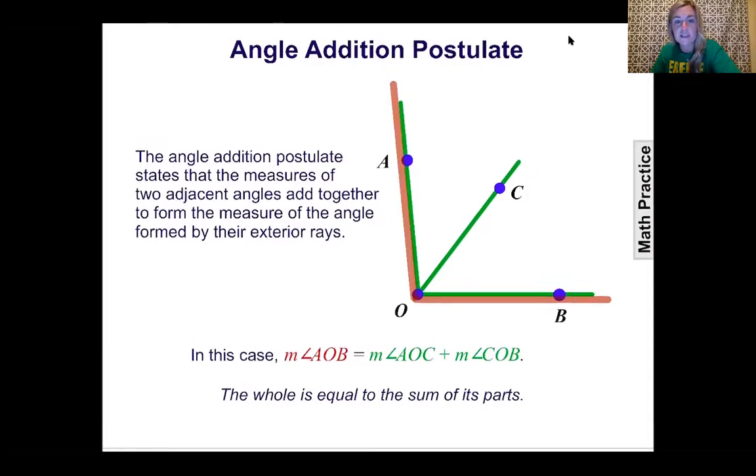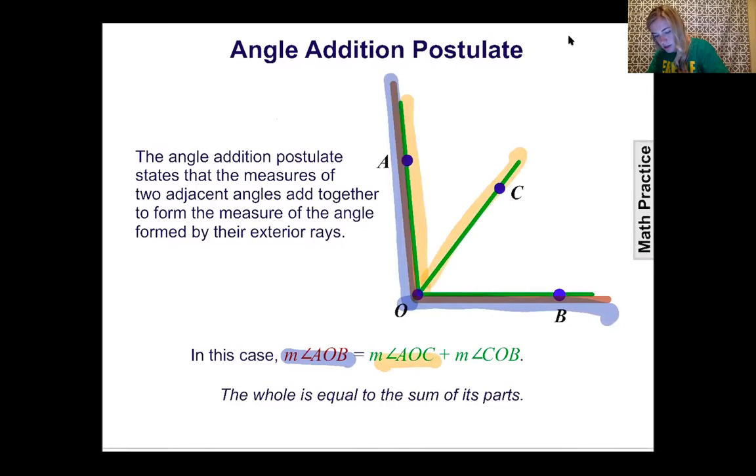Then we have the angle addition postulate. I'm going to highlight these first before I explain it. So I have AOB, which I'm going to highlight in blue. And then I have AOC, which I'm going to highlight in orange. And I have COB right there. That's kind of a bad color. Let me pick another color. Sorry, guys. So COB I'll do in pink. That's easier to see. Perfect.